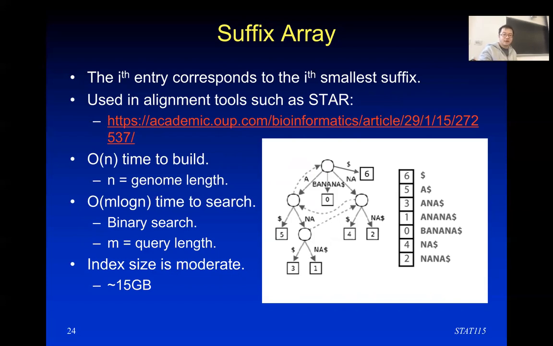For example, for the suffix ANA$, we only need to store 3. That means this suffix starts from the 3rd position in the reference genome. Along with the suffix array, we also need to store the original sequence so we can tell which nucleotide that is. And this data structure can also be built in O(n) time, proportional to the genome size. Naively, we can build that just by walking through the suffix tree to build the suffix array.